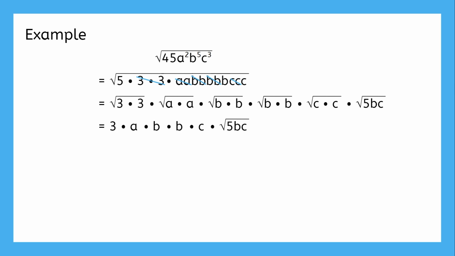Finally, we just need to multiply the factors on the outside and on the inside. So the simplified form here is 3ab squared c times the square root of 5bc.